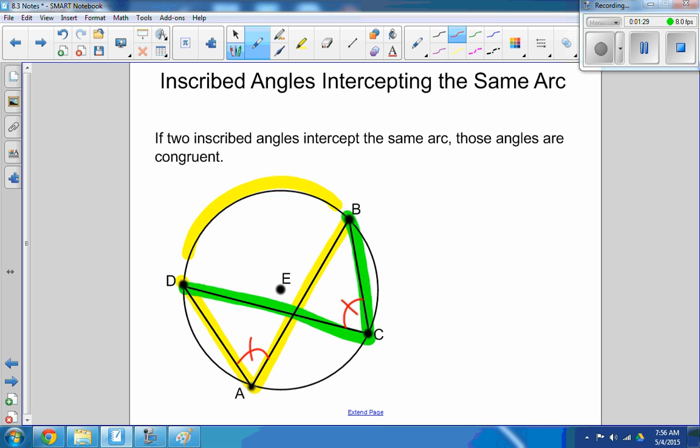Now let's say arc DB is 120 degrees. That means these angles would be half of that. So this would be 60 degrees. This would be 60 degrees.